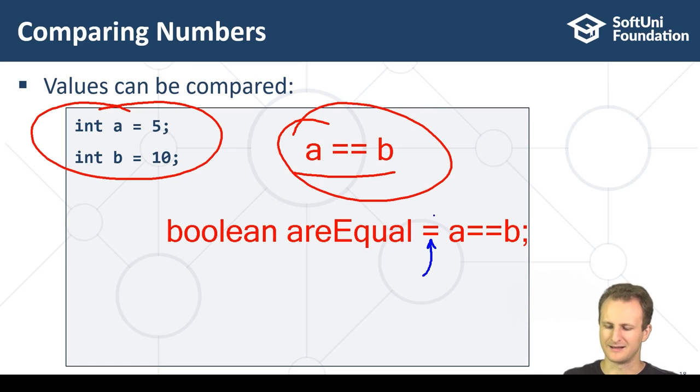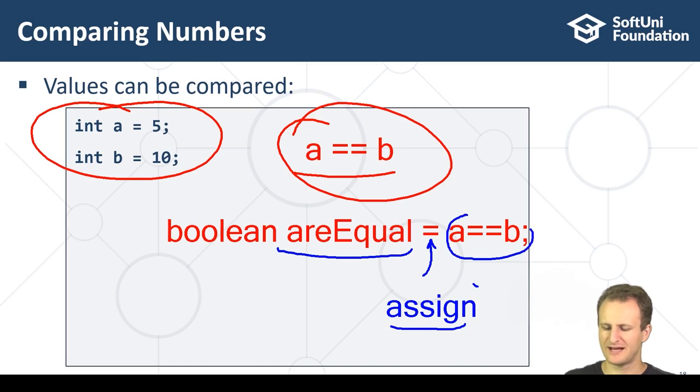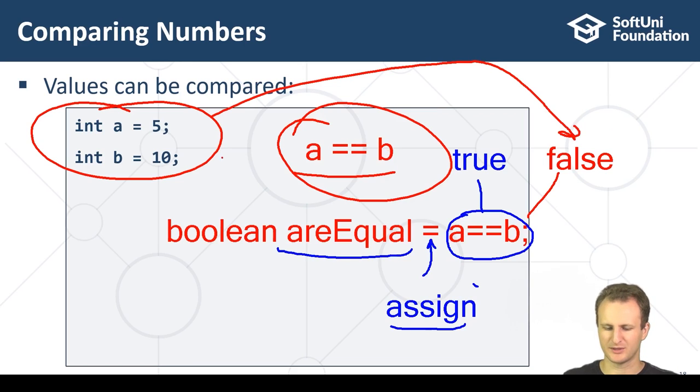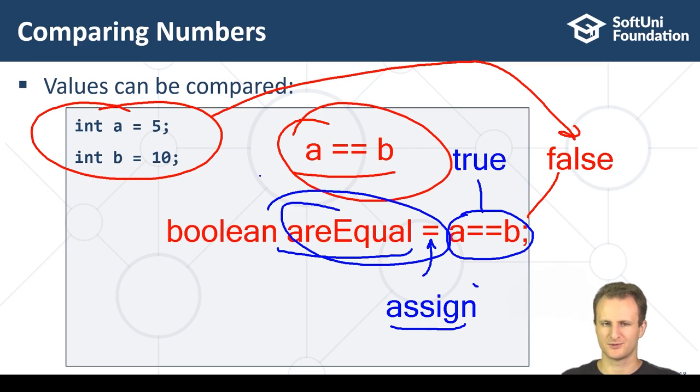It is a sign. You use this equal sign here as the word assign. So what we're saying is R equal, this piece of information, gets assigned with the value of does A equal B, and this is either true or it's false. And in this example, it's what? It's false, right? Because 5 isn't equal to 10. So the R equal variable will contain the value false.